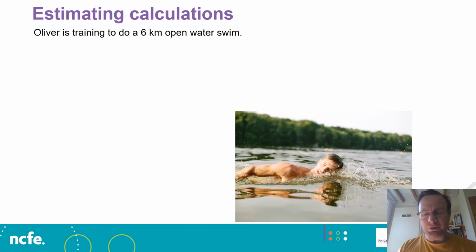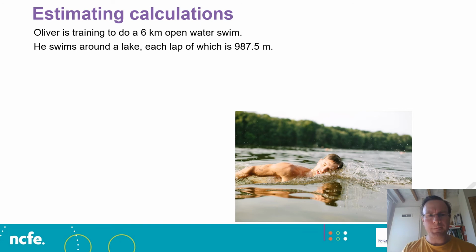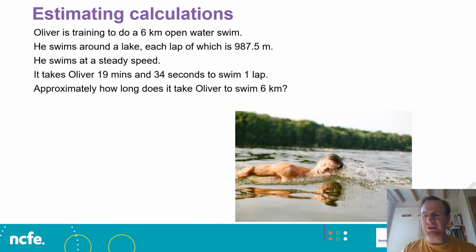So now we're going to do a slightly extended calculation. I want you to work through this. Oliver is training to do a 6-kilometer open water swim. He swims around a lake, each lap of which is 987.5 meters. He goes at a steady speed. It takes him 19 minutes and 34 seconds to swim one lap. So I want you to pause the presentation and estimate, and use the right symbol, how long it takes Oliver to swim 6K. So pause the presentation now.